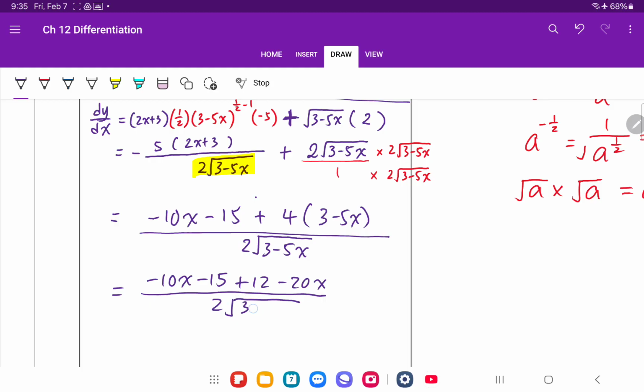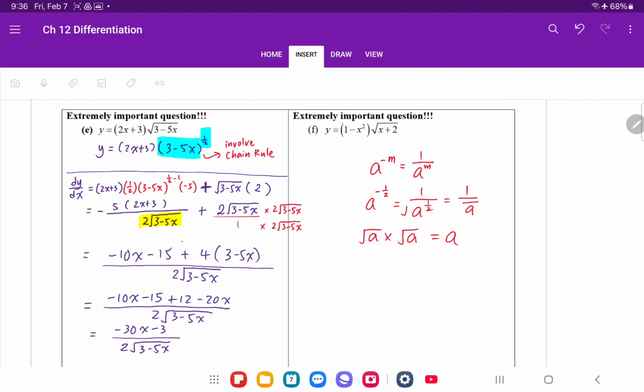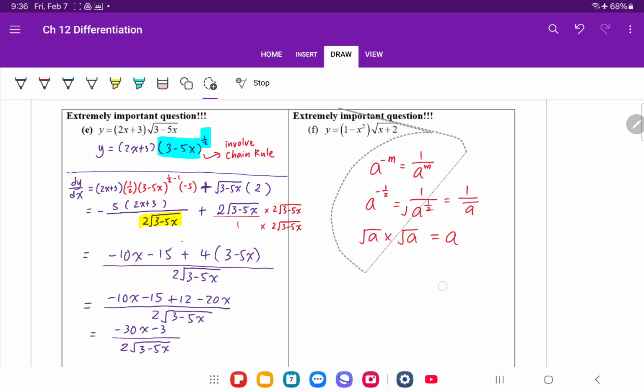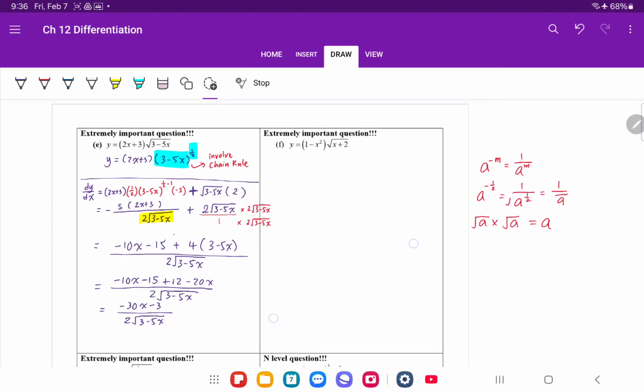Okay, and the last step is just a simple simplification. I will get a negative 30x minus 3 divided by 2 times square root 3 minus 5x. And we are done for this question. Alright, now I will need you to repeat this method on part F. When you are ready, let's resume to check the answer. So work on part F and resume the video to check your answer.